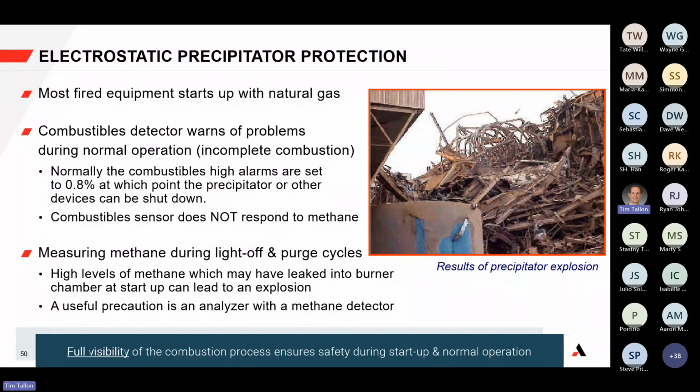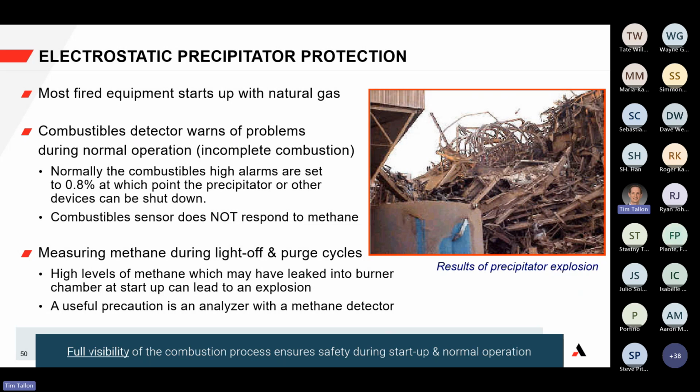electrostatic precipitator protection. Most fired equipment, even kilns or boilers, start with natural gas as the firing fuel. And a combustible measurement by itself can warn operators about potential issues of incomplete combustion during normal operation. A high alarm of 0.8% combustibles was rather high, but that could provide a set point prior to the precipitator to notify a shutdown for potential unsafe conditions.